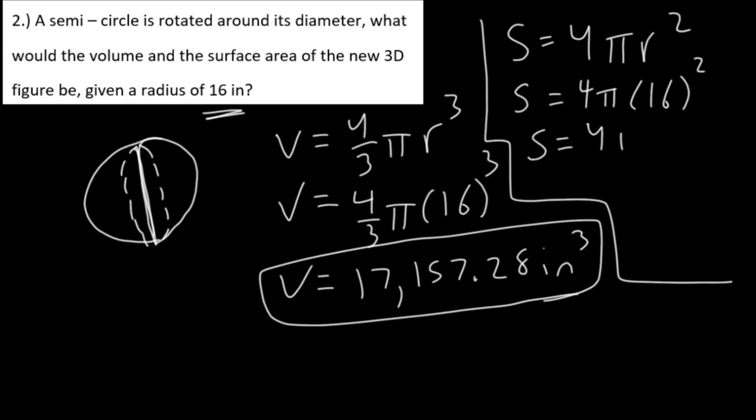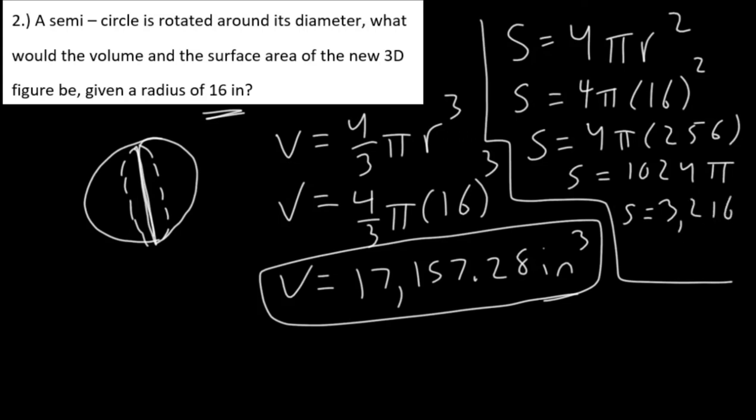So we have 4 times pi times 256 times 4, and our surface area is 1024 pi. And then, of course, you just multiply that by pi, and we get our final answer. S equals 3,216 inches squared.